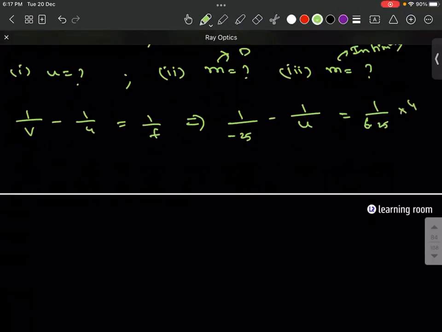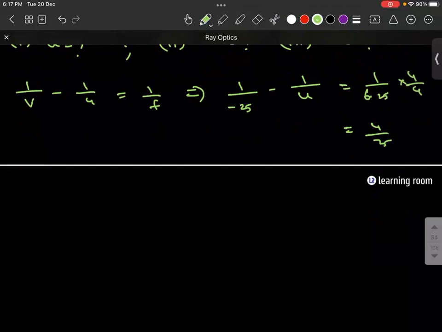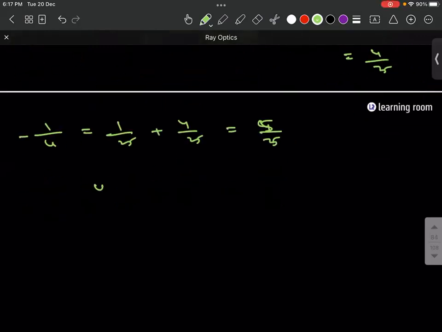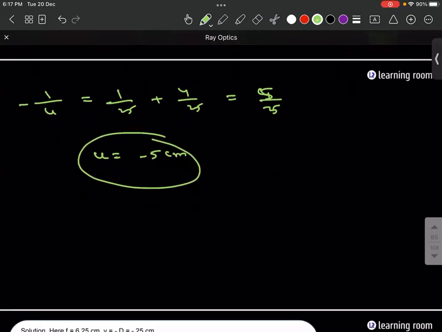So 6.25 can multiply and divide with 4, so that you will get 4 divided by 25. So 1 by U minus 1 by U is equal to 1 by 25 plus 4 divided by 25, or it is going to be 5 divided by 25. So U will be equal to minus 5 centimeter.